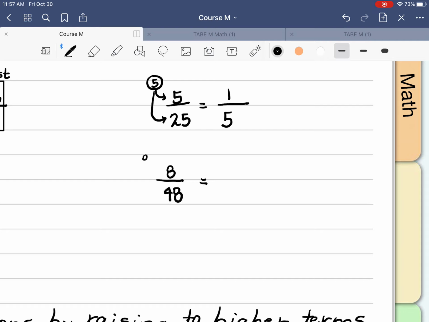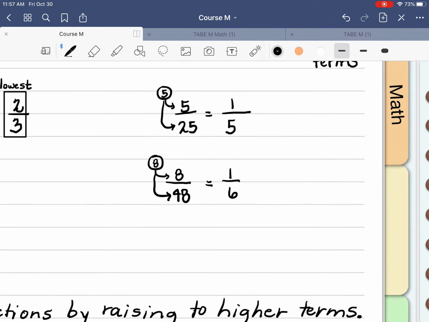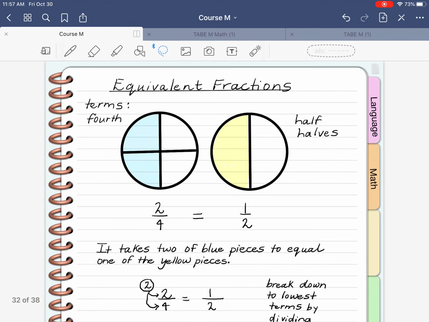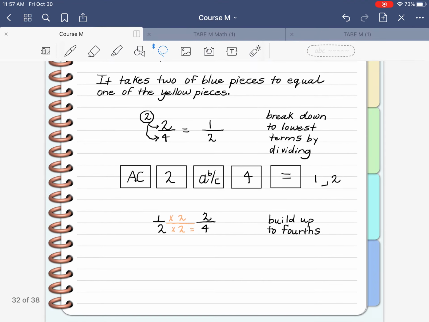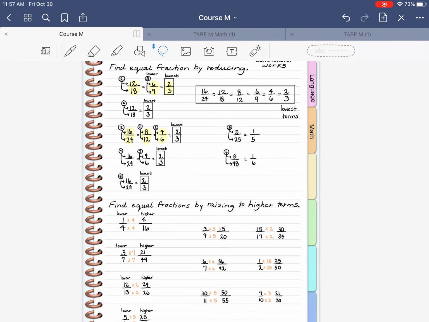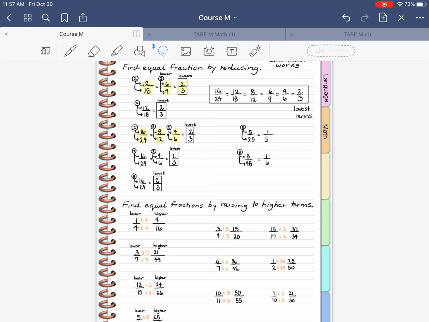So we can break that down by an 8. 8 into 8 is 1. 8 into 48 is 6. Again, your calculator will do those for you if you need it to. And let me show you the keystrokes just to make sure. Did I do that already? I did. I'm sorry. I did it on that one, so I won't draw those out again. But there's practice breaking down and building up with fractions.